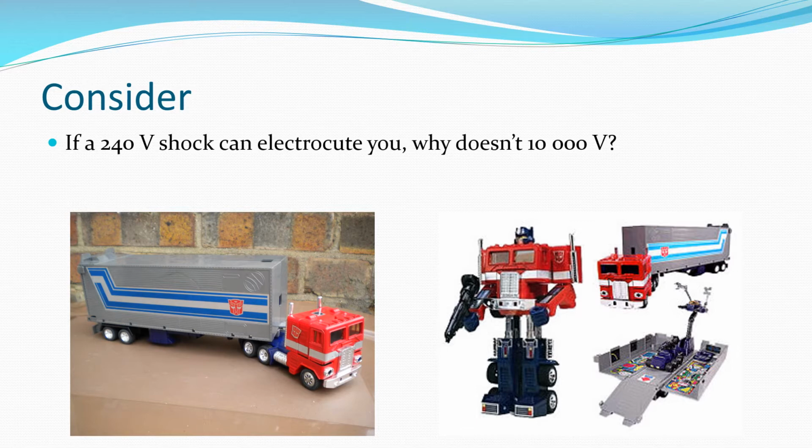Okay, let's have a think about electricity. If a 240 volt shock, like what comes out of the wall, can electrocute you, it's possible that a 10,000 volt shock could not kill you. It's possible. So 10,000 is a lot bigger than 240. Why? It comes down to the actual current that's flowing.